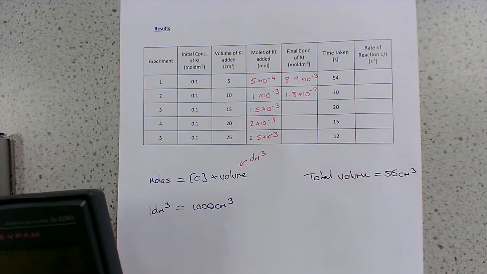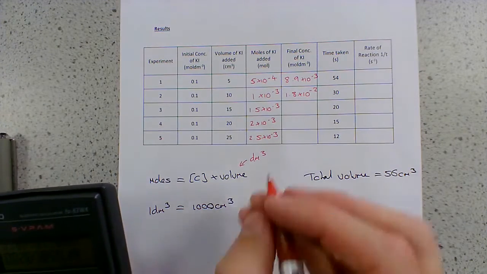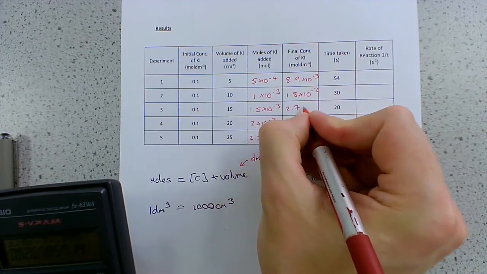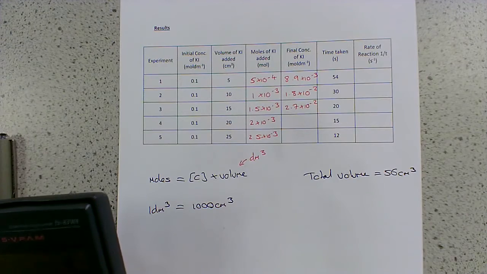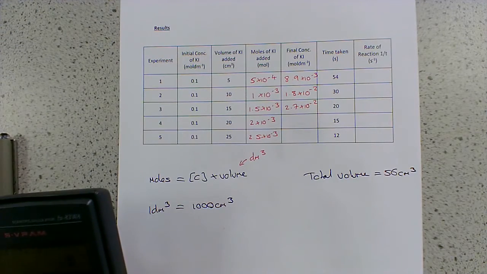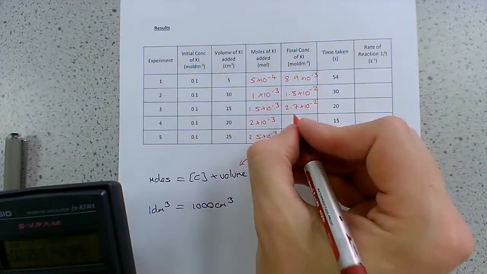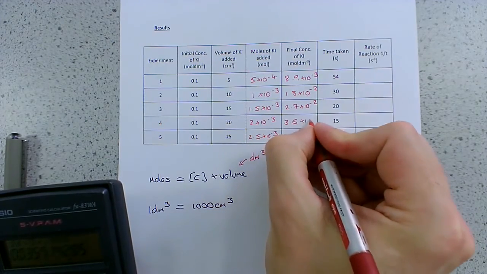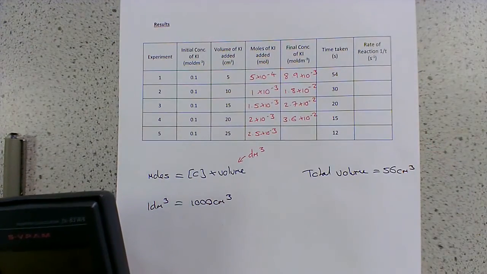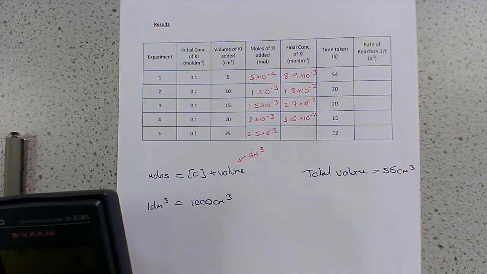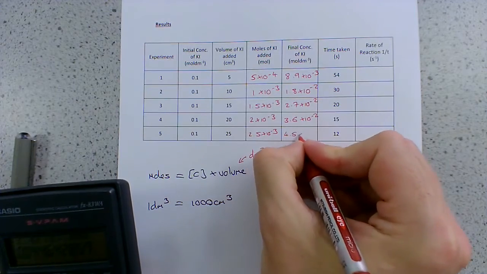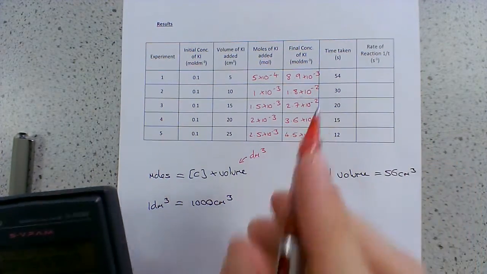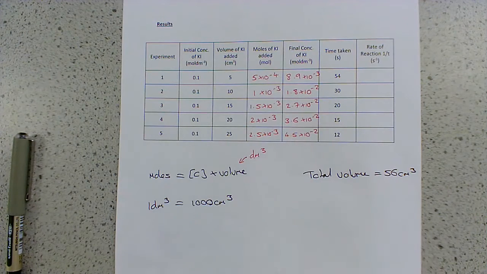1.5 times 10 to the minus 3 divided by 0.056, giving us 2.7 times 10 to the minus 2. 2 times 10 to the minus 3 divided by 0.056, giving us 3.6 times 10 to the minus 2. And finally 2.5 times 10 to the minus 3 divided by 0.056, giving us 4.5 times 10 to the minus 2. So we now have our values for the concentration of potassium iodide in each one of those solutions.